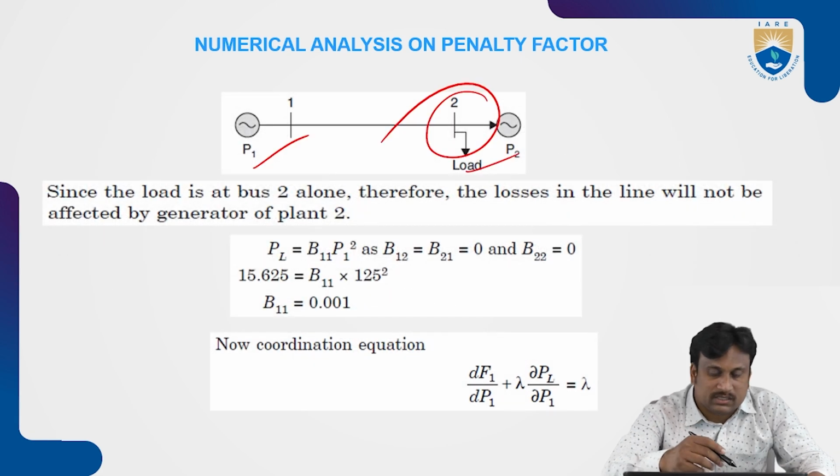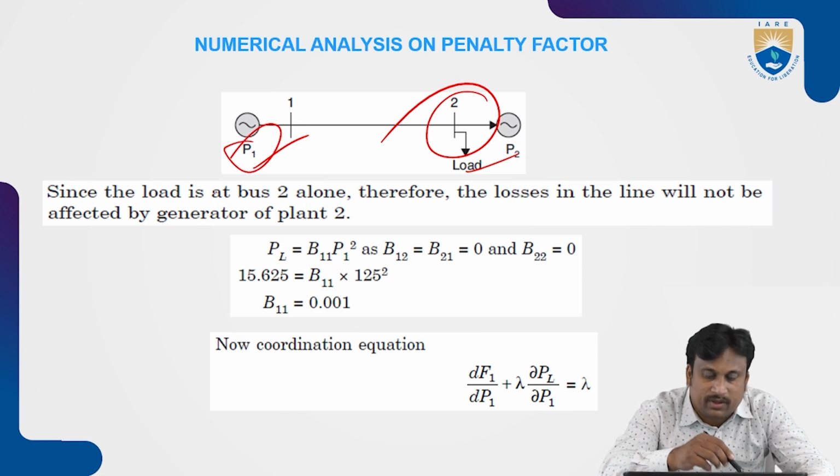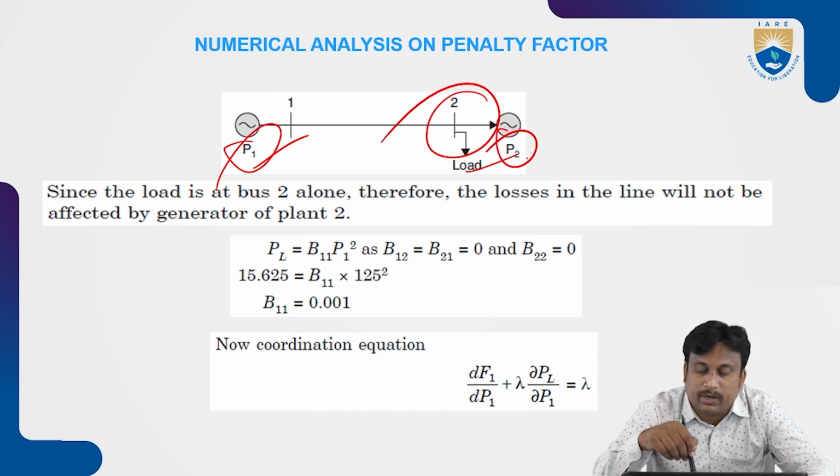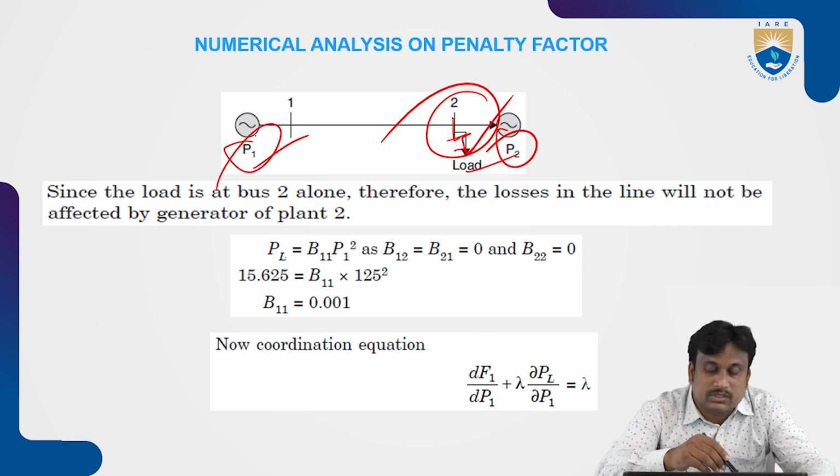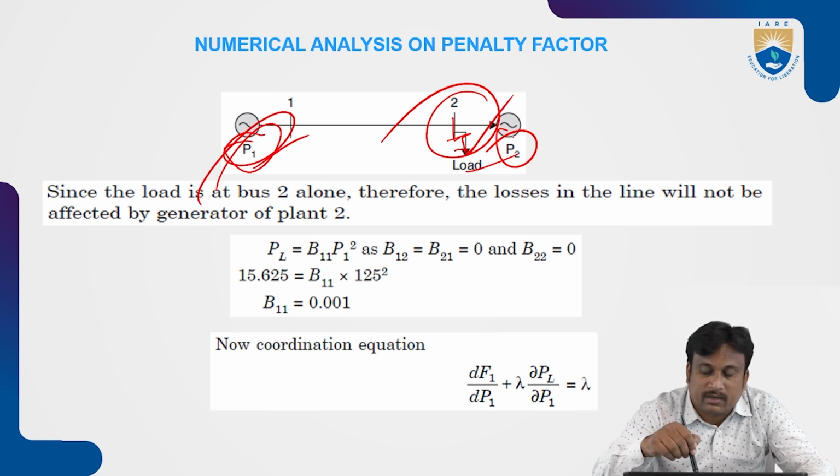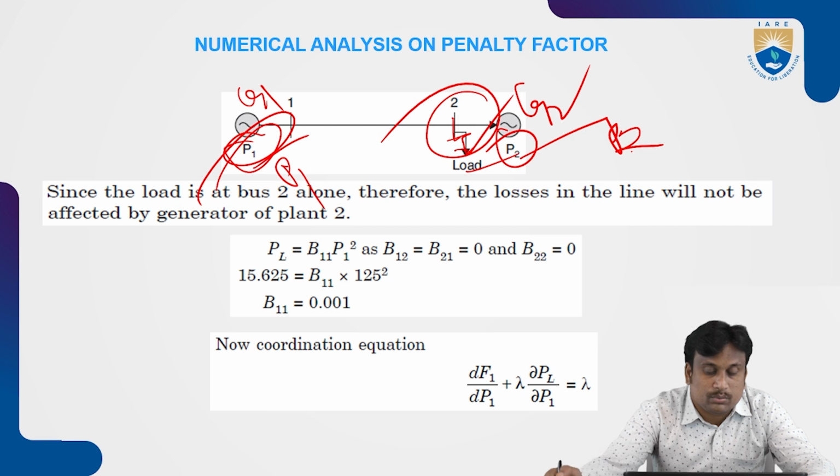So here the 2-bus system contains load P1 and load P2. That means at the second bus the load is connected here. Two generators with powers P1 and P2. This is generator 1. This is generator 2. Powers are P1 and P2. These are the two powers.